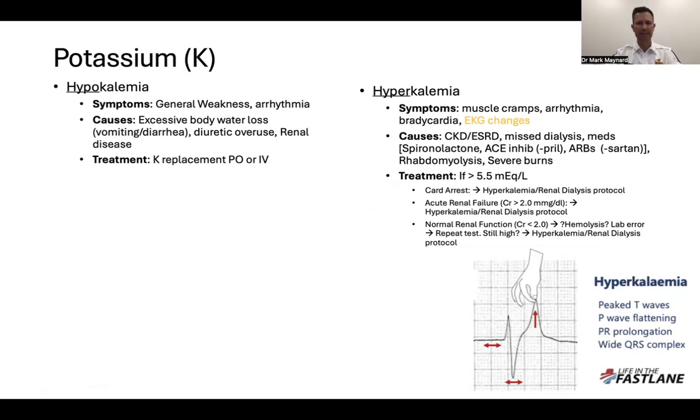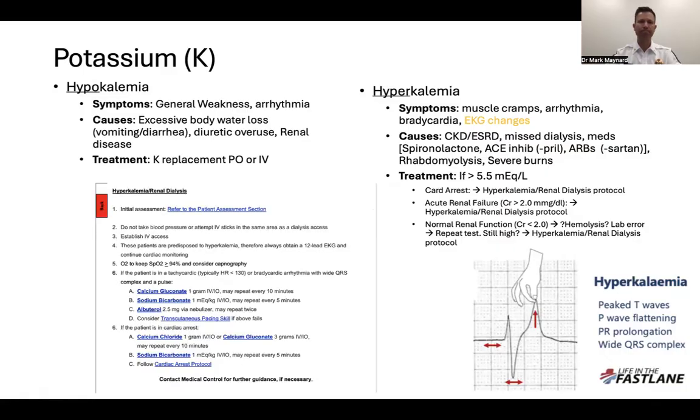If the repeat is still high, so now you've checked it a second time and it's still high, greater than 5.5, then at that point you would go ahead and treat for hyperkalemia. And just as a reminder, there is the hyperkalemia protocol there, which of course, if the patient is awake, we use calcium gluconate. Calcium stabilizes the cardiac myocytes and prevents them from going into the severe arrhythmias. Sodium bicarb is going to help decrease the potassium in the serum and push it intracellularly, and albuterol does the same.